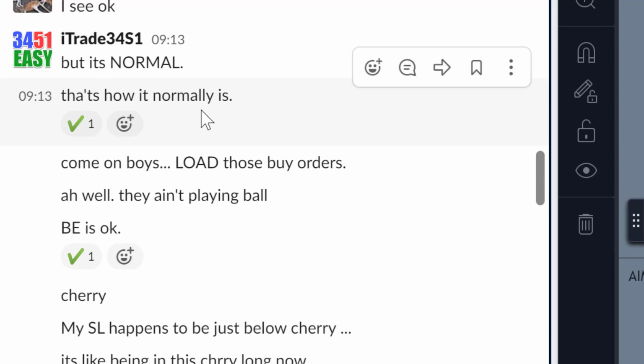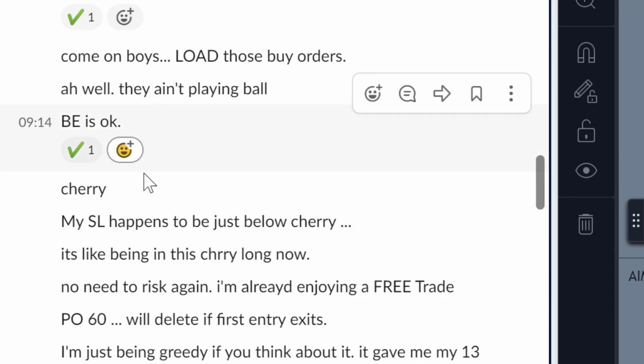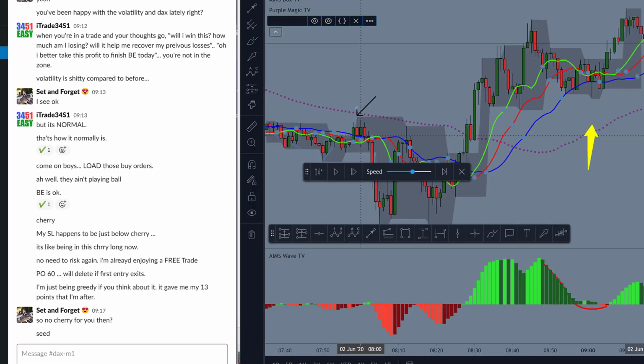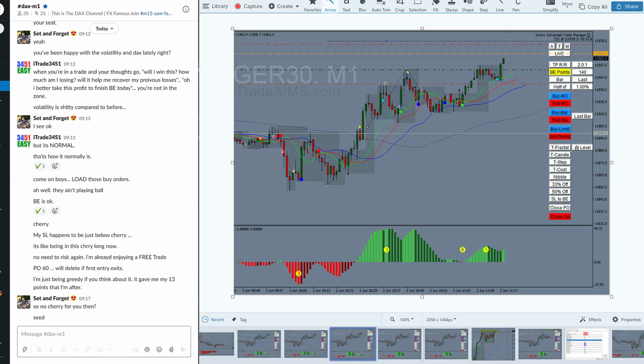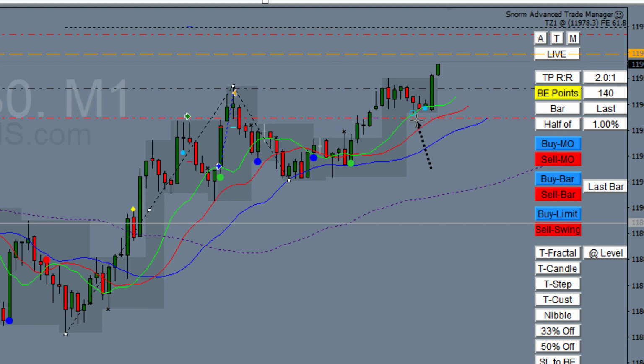Okay, so what happens next is that around this time, my stop loss happened to be just below cherry. So there's a cherry entry that comes over here. PO60 will delete if first entry exits. I'm just being greedy. If you think about it, it gave me my 13 points that I'm after. That's what I'm talking about. So let's go to that chart again. Right, so now I understand this. This is the first entry, obviously, and the stop loss is the break even. This new entry is actually based on this cherry.